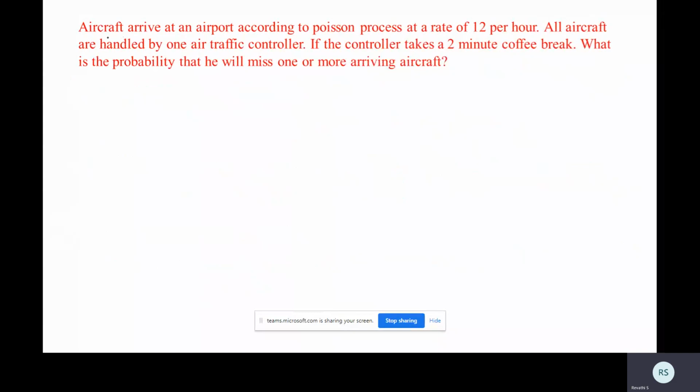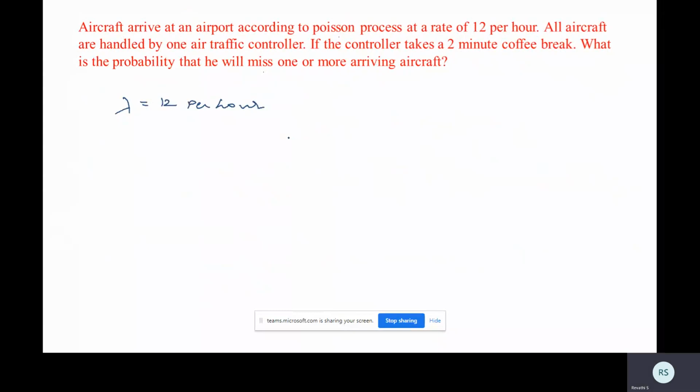So listen to this problem carefully. Aircraft arrive at an airport according to the Poisson process at the rate of 12 per hour. Whenever we are talking about the rate, please remember it's the parameter lambda. What is lambda? 12 per hour. All aircraft are handled by one air traffic controller. If the controller takes a 2-minute coffee break, what is the probability that he will miss one or more arriving aircraft?